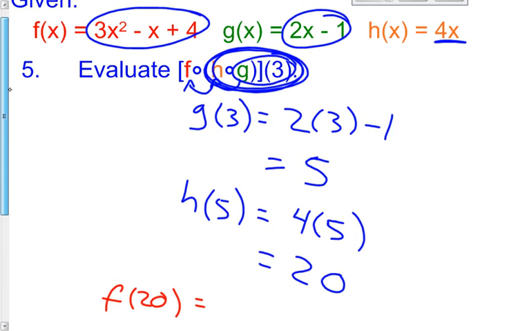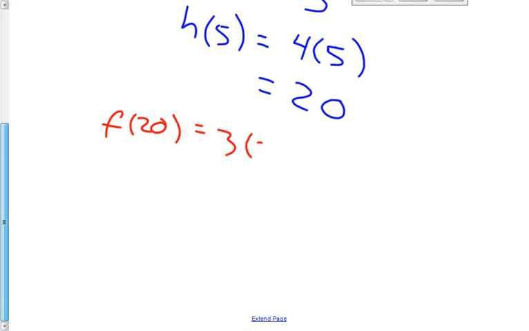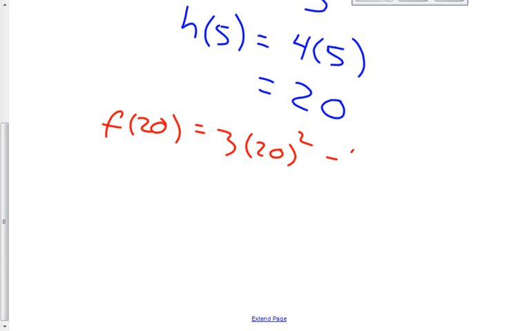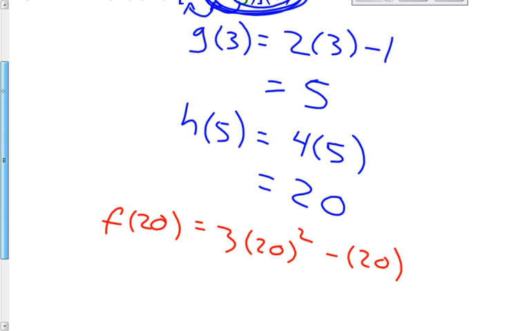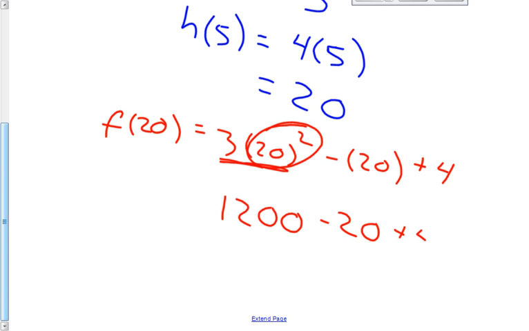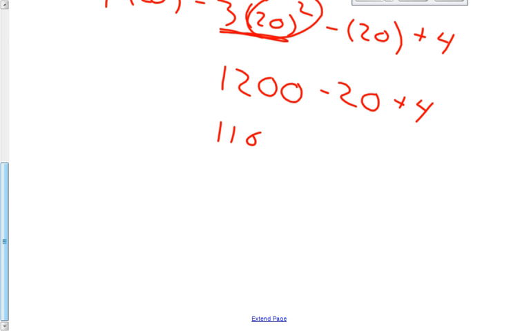equals 3x squared. 3 times 20 squared, minus x, so minus 20, plus 4. 20 squared is 400. 400 times 3 is 1200. Minus 20 plus 4. 1200 minus 20 is 1180. Plus 4 is 1184. Our answer is 1184, and let's define it the correct way.